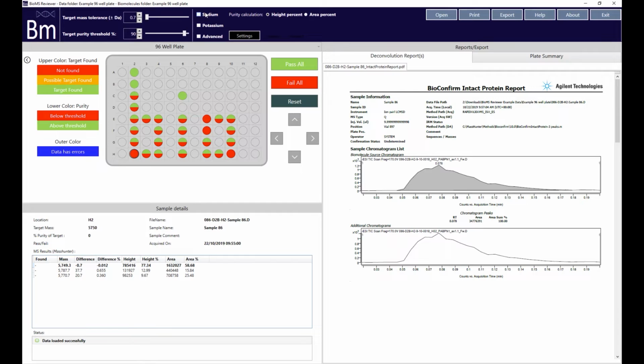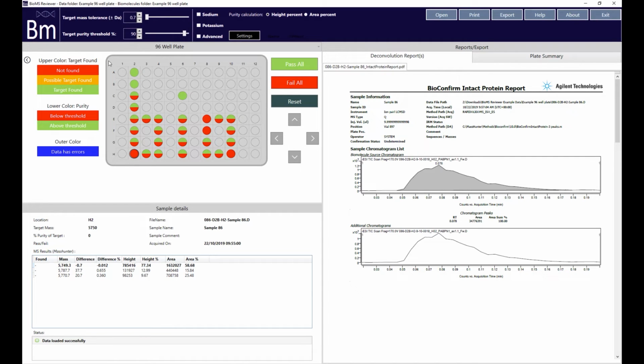Checking these adduct boxes will include ions 22 and 38 daltons higher than the target mass, corresponding to a single sodium or potassium adduct in the purity calculations. If a target molecule can only be identified by means of one of these adduct ions, the upper half of the circle will be coloured amber.